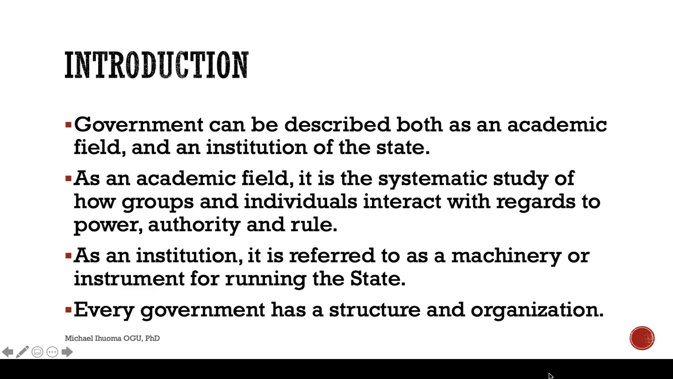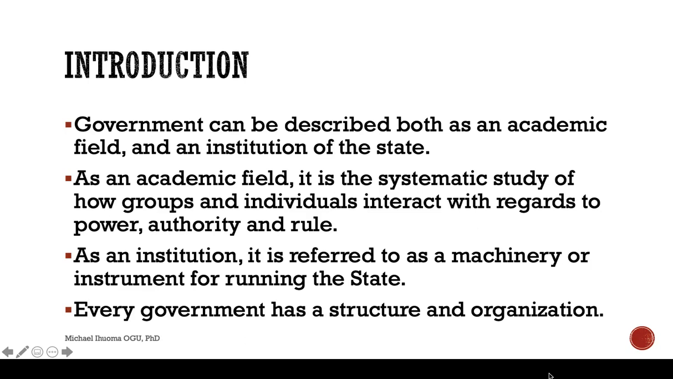So, as an academic field, I mentioned already that it is a systematic study of how groups and individuals interact with regards to power, authority, the state's resources, and allocation of such resources. So government basically is an academic field, and of course, it's also an institution. So it can be said that government is both an art and a science, in response to the question that was asked in the previous slide.